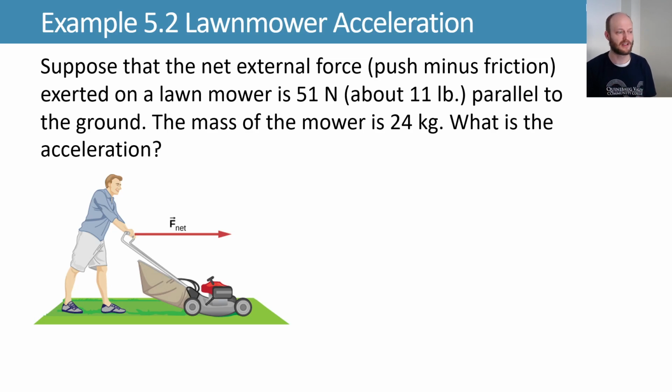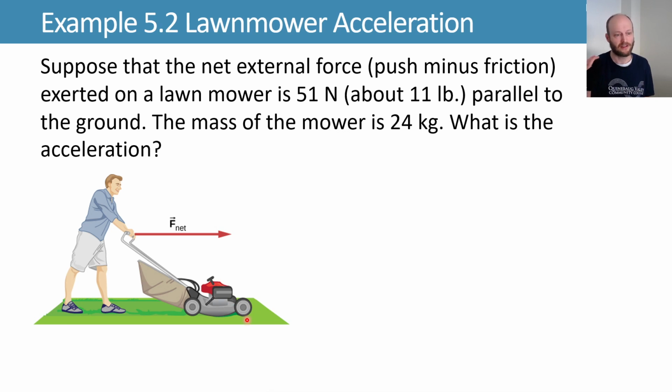Let's try using Newton's second law to analyze the motion of this lawnmower here. Suppose that the net external force, which is our pushing minus our friction, we're not worrying about the individual forces, we're just saying the net external force that this lawnmower feels is 51 newtons parallel to the ground. The lawnmower has a mass of 24 kilograms. So what's the acceleration of the lawnmower?